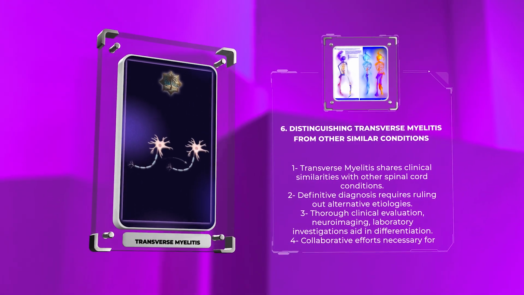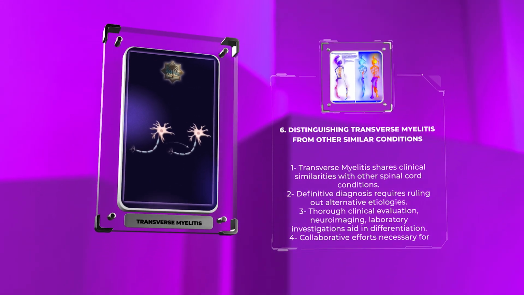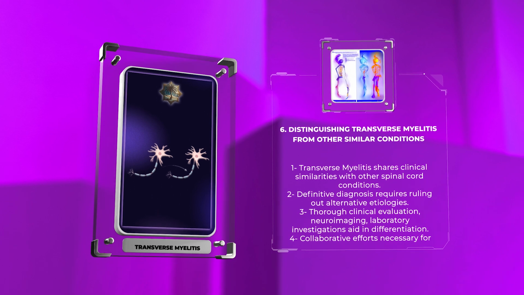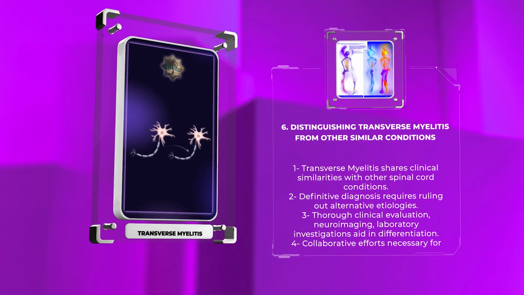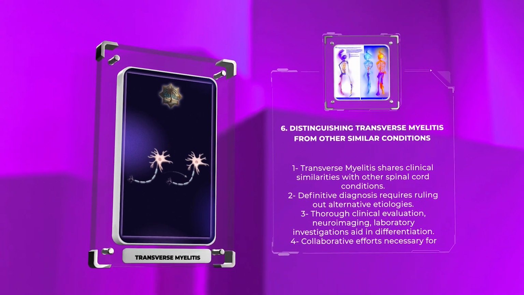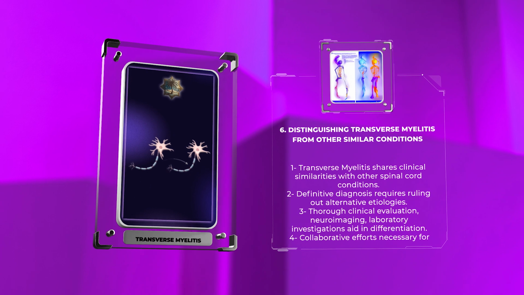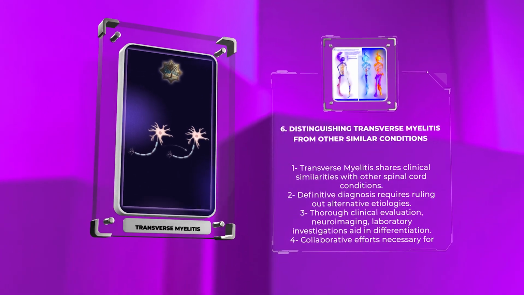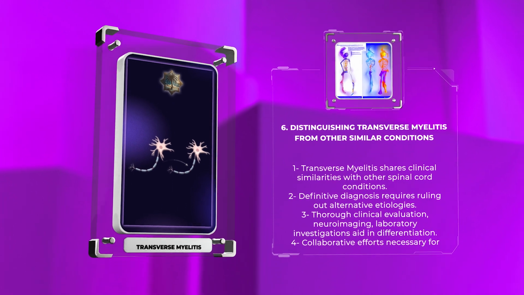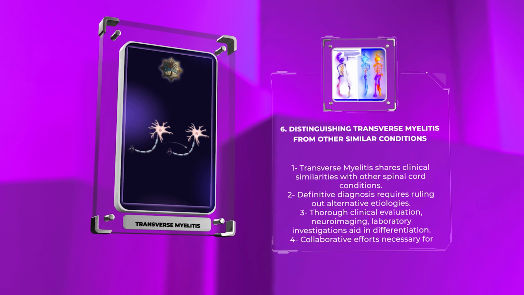Establishing a definitive diagnosis requires ruling out alternative etiologies such as multiple sclerosis, acute viral myelitis, spinal cord infarction, and compressive myelopathies. Thorough clinical evaluation, neuroimaging, laboratory investigations, and careful consideration of the temporal profile and symptomatology aid in differentiating transverse myelitis from these conditions. Collaborative efforts between neurologists, radiologists, and other specialists ensure accurate diagnosis and appropriate patient management.